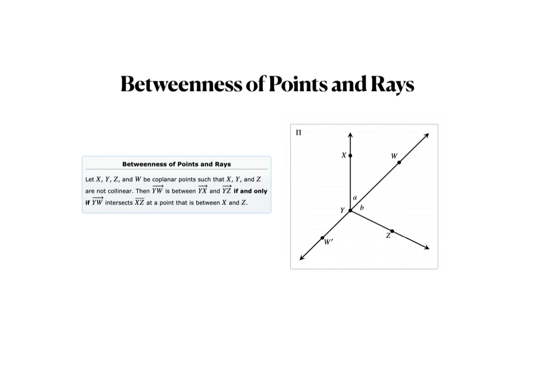Might as well draw it. So it must intersect segment XZ at a point that is between X and Z. If that's the case, then we can say that YW is between YX and YZ. So the only thing that is different here is that it's an if and only if statement. So I can say that my ray is between these two other rays if the ray intersects the segment, and I can also go in the reverse order. If the ray intersects the segment, then the ray must be between the two.